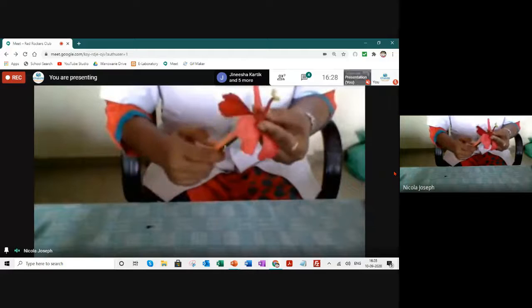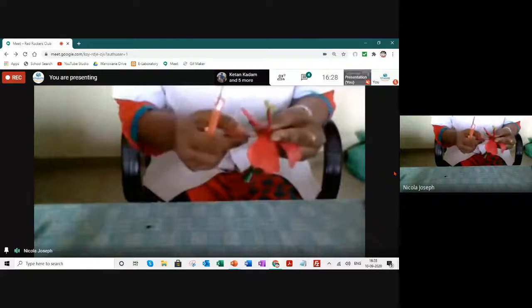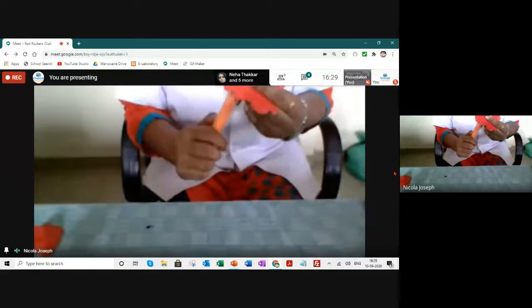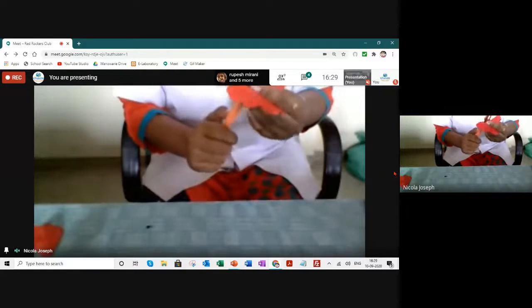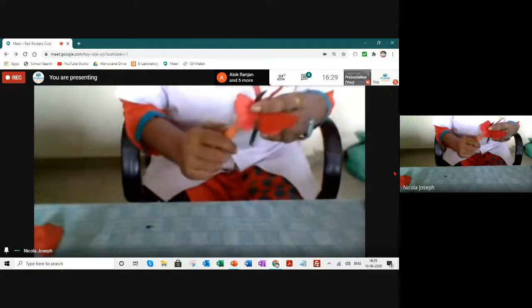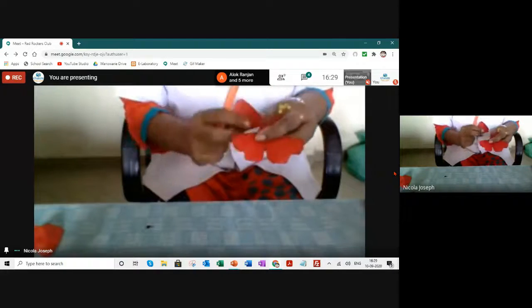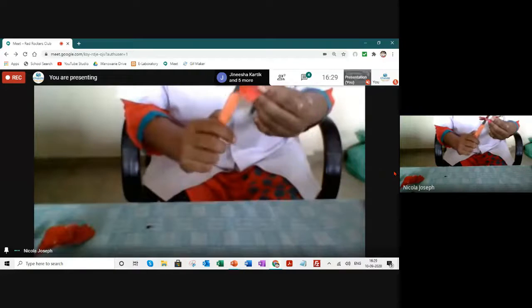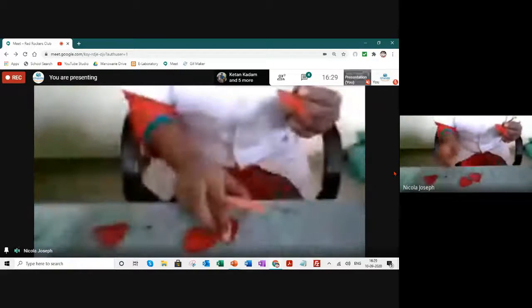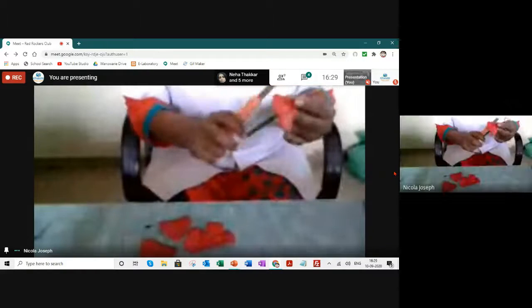Whenever you all are dissecting the flower, you all have to be very careful. You all have to cut it properly. Don't cut your hands. Don't cut your fingers. So can you all see? The petals are getting separated out.